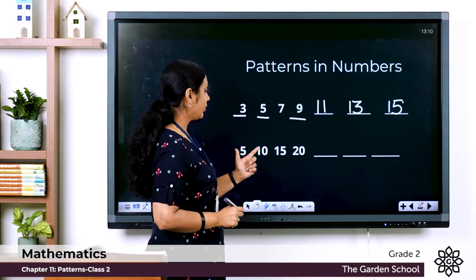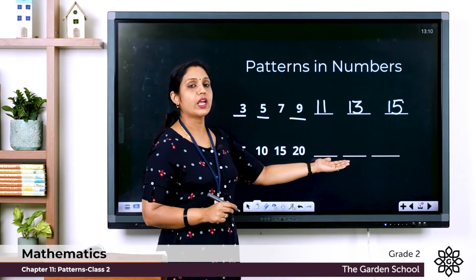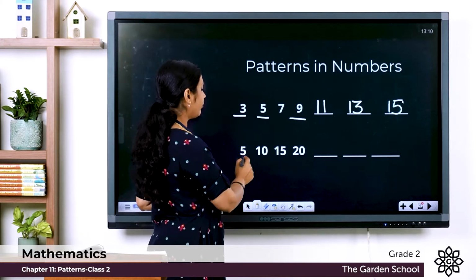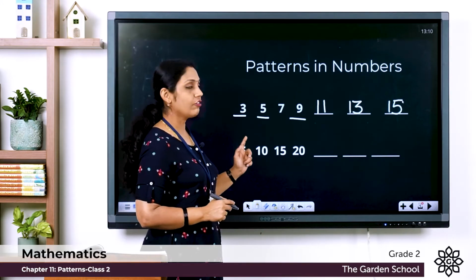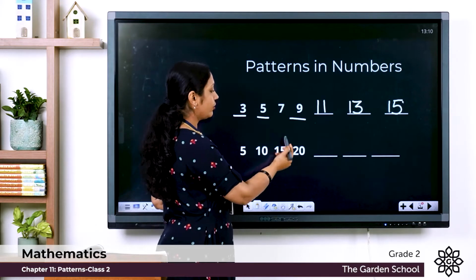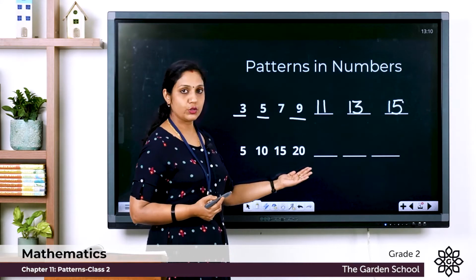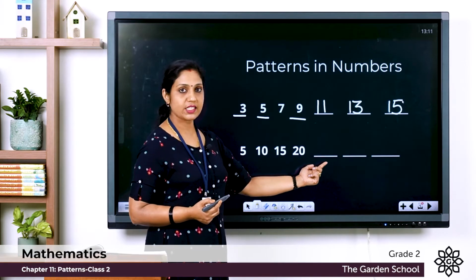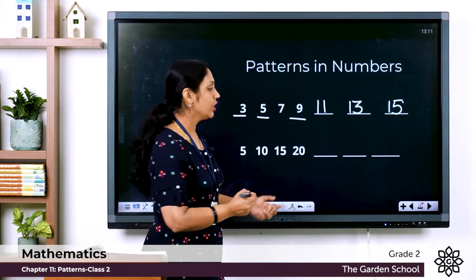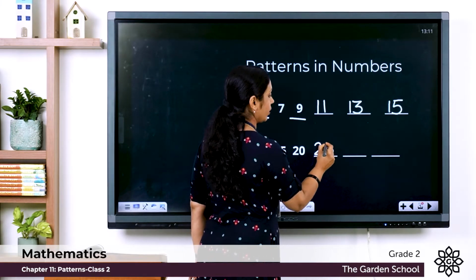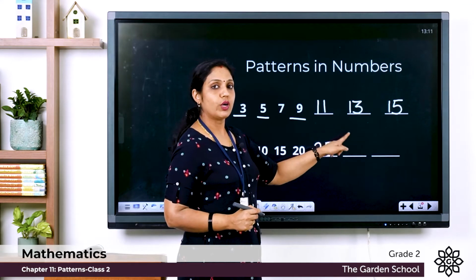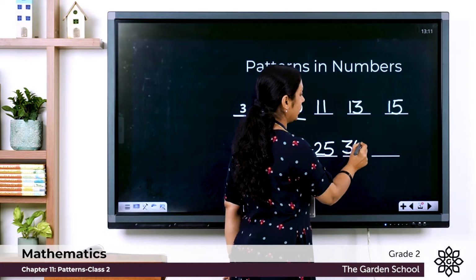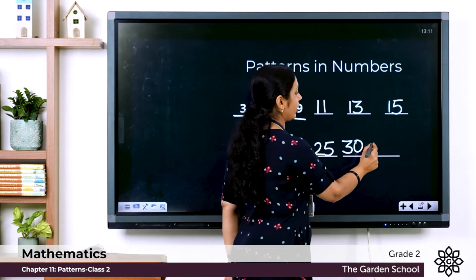Next we have 5, 10, 15, 20 and the rest we have to find out. These numbers are missing. So first let's look at the first two numbers, 5, 10. 5 plus 5 is 10. 10 plus 5, 15. 15 plus 5, 20. We have to add 5 to this 20 to get the next number. So 20 plus 5 is 25. With this 25, again we have to add 5. 25 plus 5 is 30. 30 plus 5 is 35.